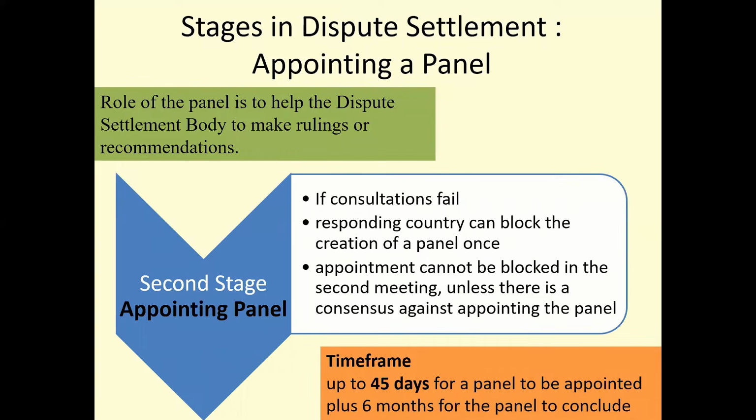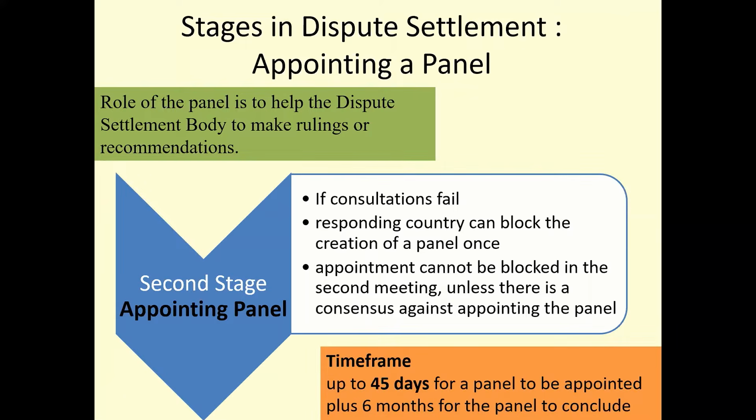The second stage in dispute settlement mechanism is of appointing a panel. As shared earlier, if consultation fails, the complaining country can ask for a panel to be appointed. Responding country can block the creation of a panel once. However, appointment of panel cannot be blocked in the second meeting unless there is a consensus against appointing the panel. As per the guidelines, panel should be appointed within 45 days of request by the complaining country. Once appointed, panel gets 6 months to conclude investigations.